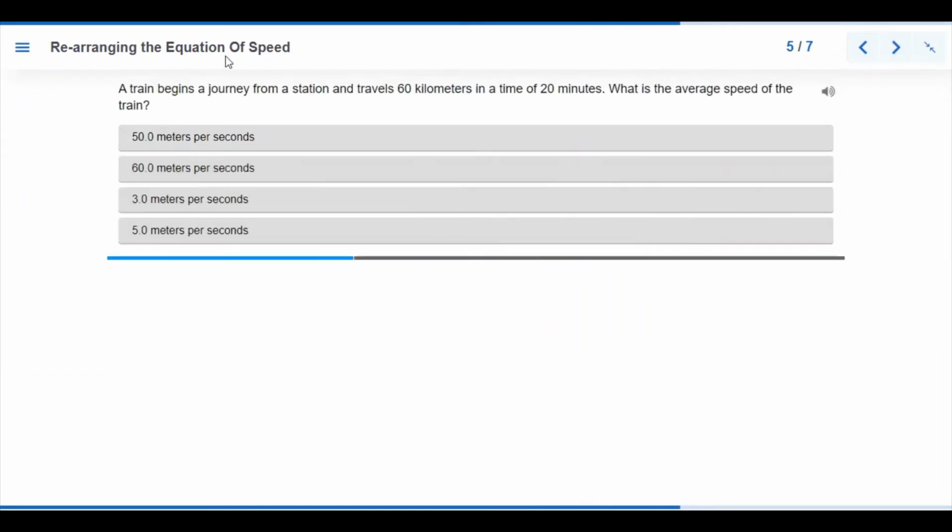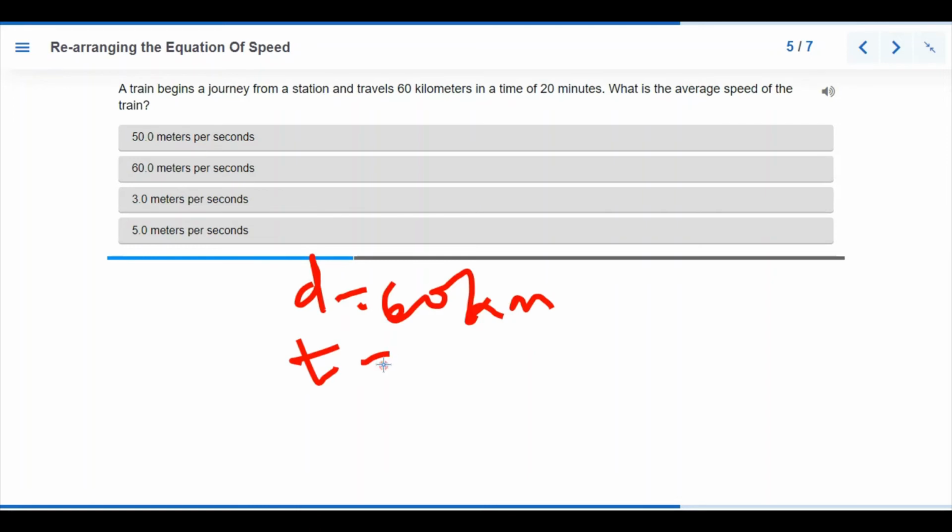Now, also rearranging the equation of speed, still dealing with some activity. A train begins a journey from a station and travels 60 kilometers in a time of 20 minutes. What is the average speed of the train? Distance is 60 kilometers, and the time given here is 20 minutes.